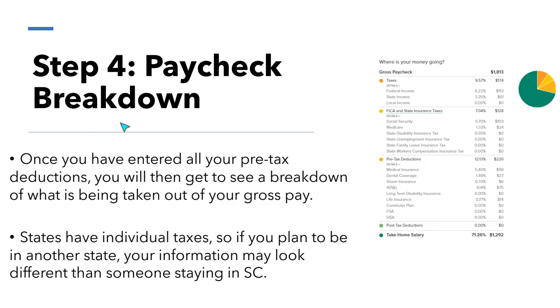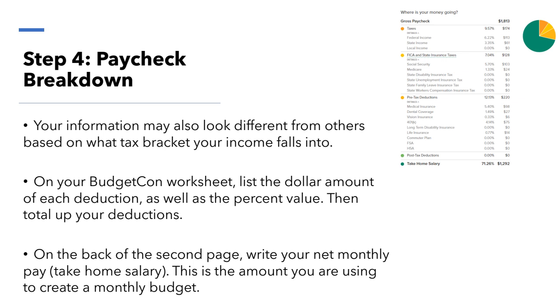Then the breakdown. Once you've entered all your pre-tax deductions, you will see a breakdown of what's being taken out of your gross pay. States even have individual taxes, so if you plan to be in another state, it will look a little different than for someone who is staying in South Carolina, but you're just gauging it off of what you have currently in this state. But again, if you're somewhere else, it'll look different. Information may also look different if you're in a different tax bracket, and things like that.